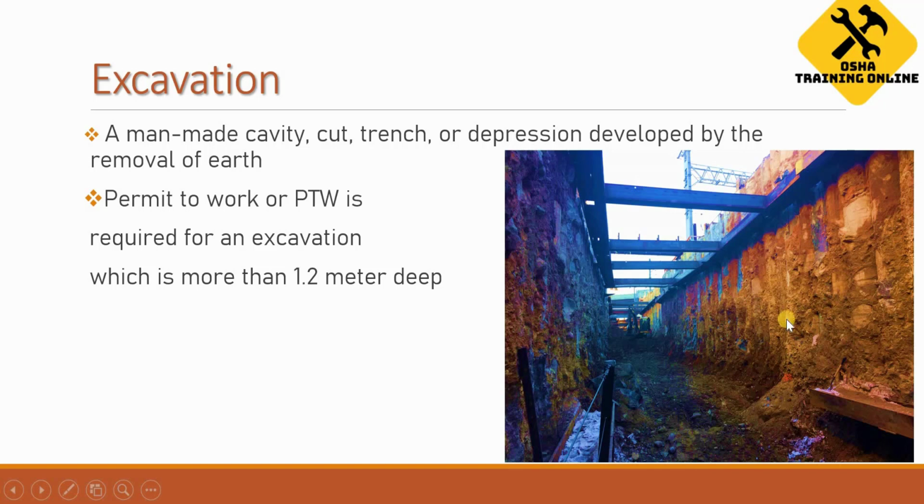Permit to work or PTW is required for an excavation which is more than 1.2 meter depth. When the depth of the excavation is more than 1.2 meter, in that case a permit to work or PTW is required. Who issues the PTW? It is issued by the safety officer. Now what is permit to work? We will see this concept in the IOSH course. Permit to work is a really important concept, and when a worker starts a work, before it, a safety officer issues a PTW or permit to work.